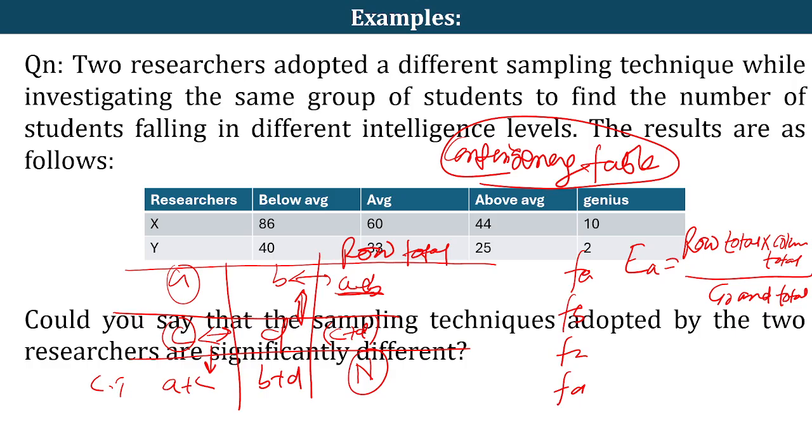What will come for this researcher of X and Y? Then below average, above average and genius. Tell me how we will do it. This one.